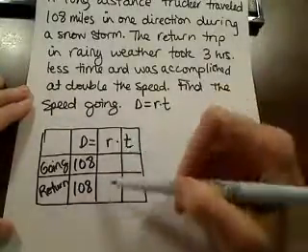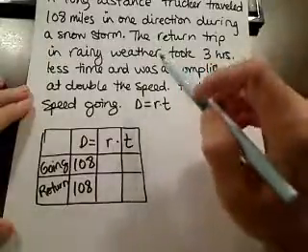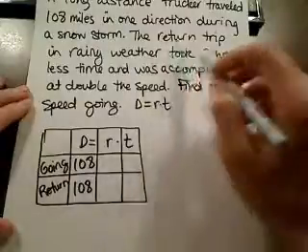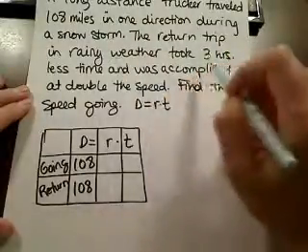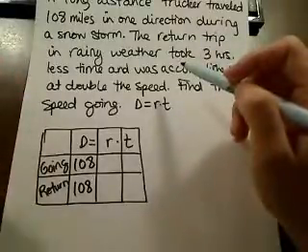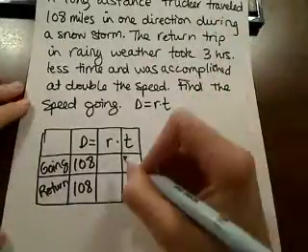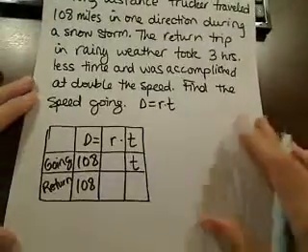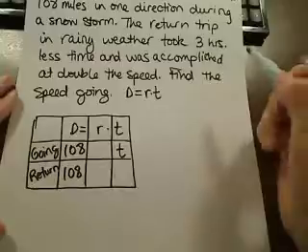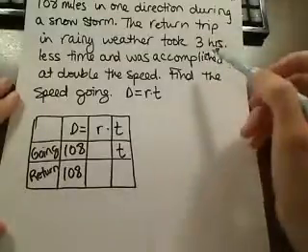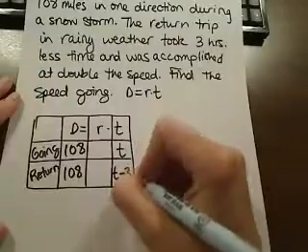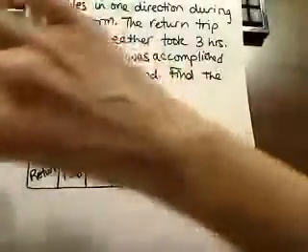And the rate here, actually, let's go ahead and do the time next. It says the return trip in rainy weather took 3 hours less time, and that's 3 hours less time than the amount of time it took him to go. We don't know the time that it took him to go, so we'll allow that to be t. But we know that the return trip took 3 hours less time than this, so 3 hours less time would be represented as t minus 3.